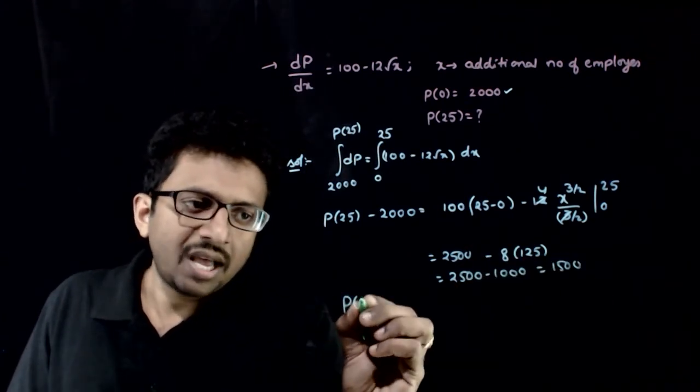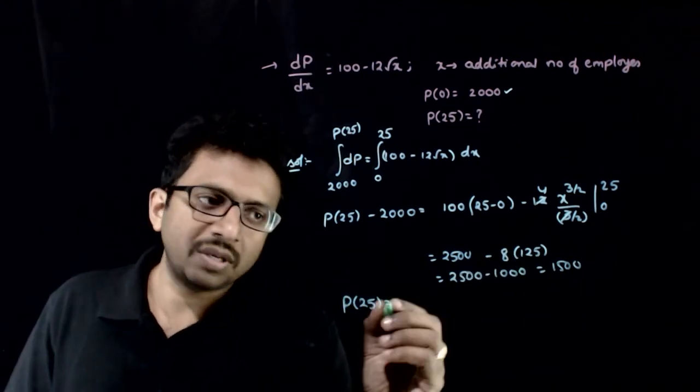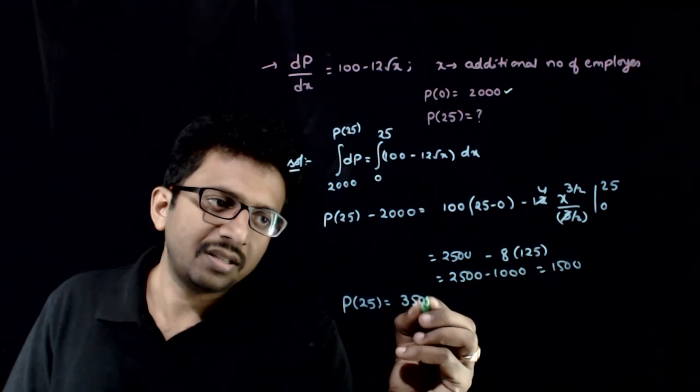So the production after hiring 25 additional workers will be equal to 2000 plus 1500, that is 3500.